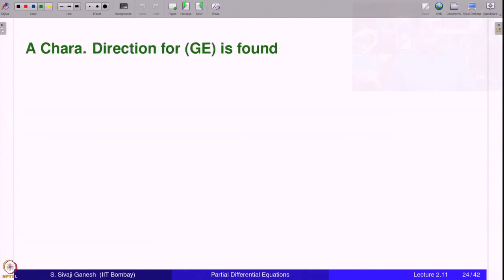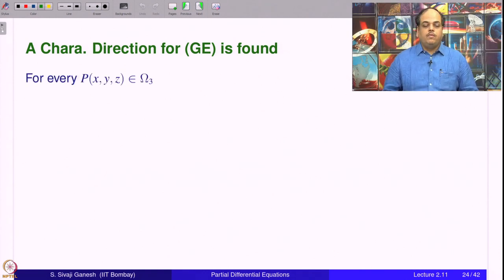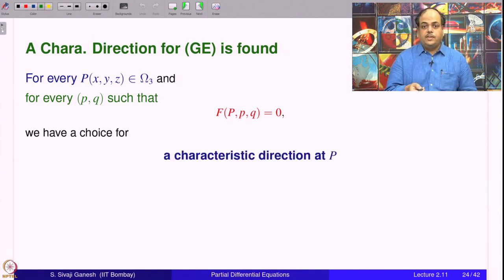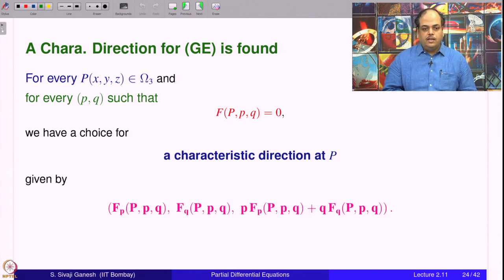So, a characteristic direction for GE is found for every P in omega 3. And for every PQ, we no longer require Q of P here. After all, if Q is a function of P, Q is some value, right? It satisfies this equation still. We have found a characteristic direction at P. What is that? FP, FQ, PFP plus QFQ.